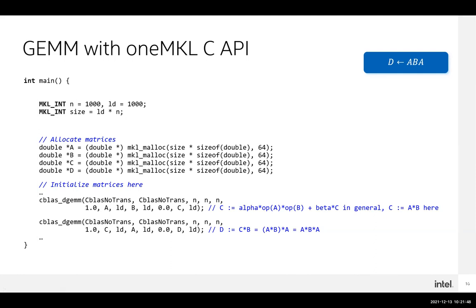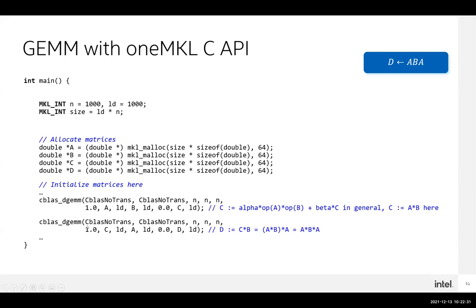Next, we invoke double precision cblas_dgemm function. This computes in general alpha times A times B plus beta times C. But in this case, alpha is 1 and beta is 0. So we simply compute A times B in this first invocation. In our case, the first two parameters indicate that A and B should not be transposed. Then the next three parameters are matrix dimensions, M, N and K in general, then matrix A and its leading dimension, B its leading dimension, then beta, which is zero, C and its leading dimension.